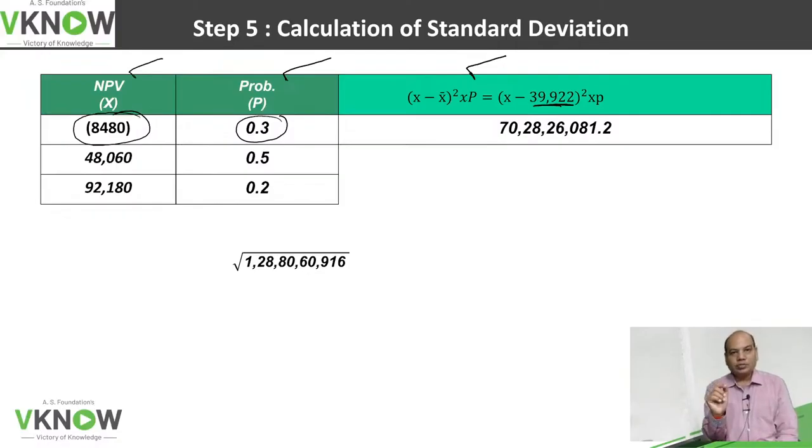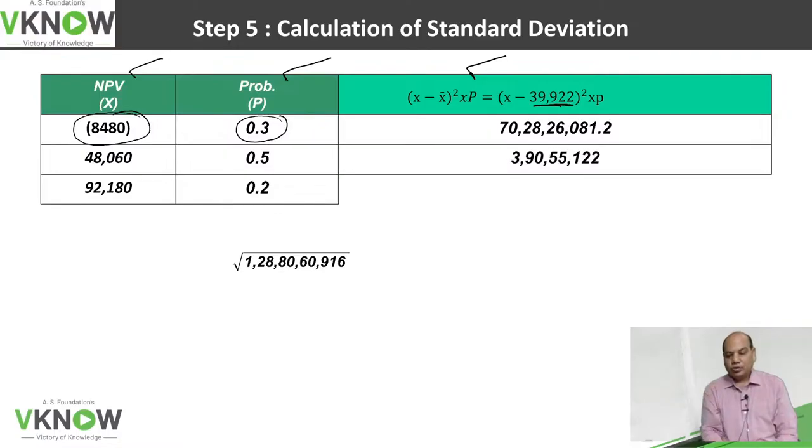Try the next one. Type on your calculator 48,060 minus 39,922 into equal to into 0.5 equal to 3 crore 90 lakh 55,122. Try the next one. You can transfer it to memory plus first, so that you don't have to take total separately. 92,180 minus 39,922 into equal to into 0.2.